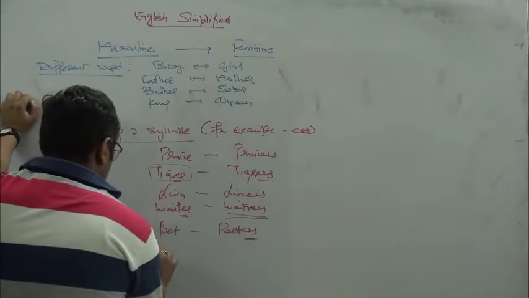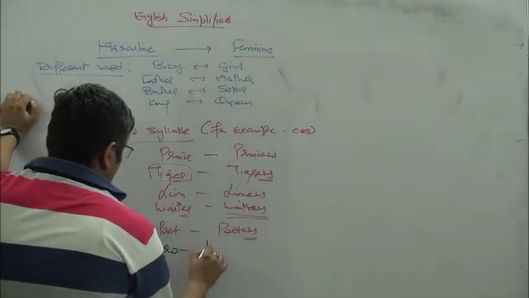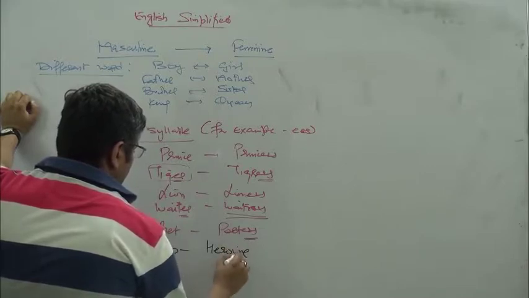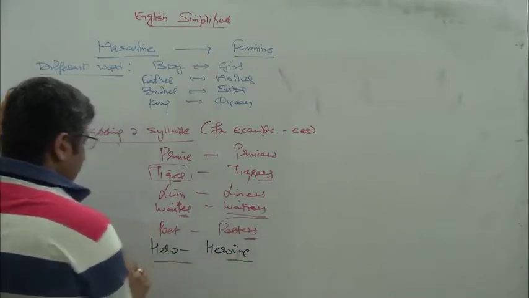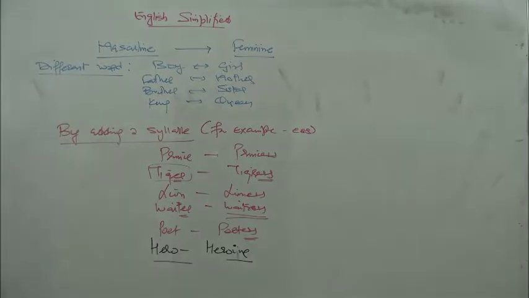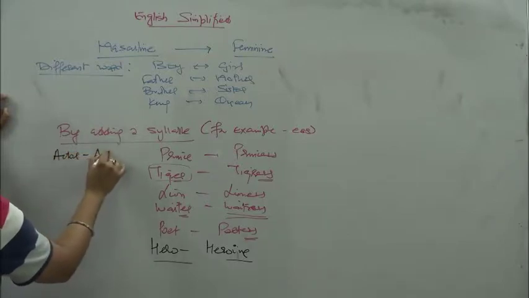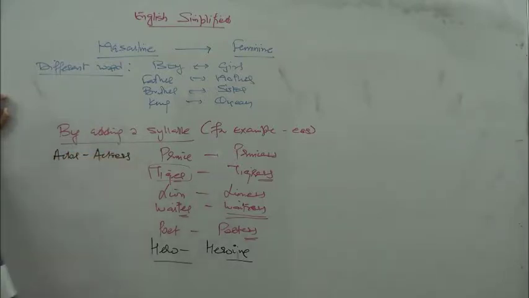It could be also an example where we add other syllables. Maybe against the word hero, we have heroine. However, if I were to use the word actor, then I need to understand the feminine word would be actress.